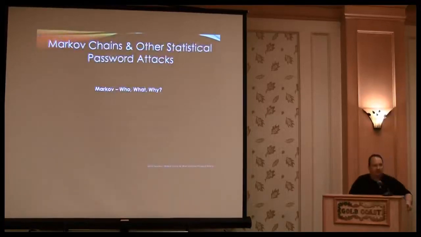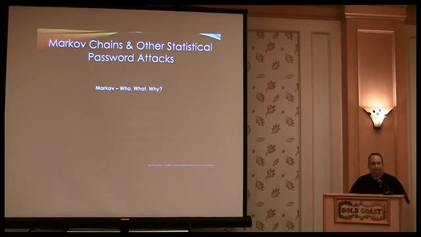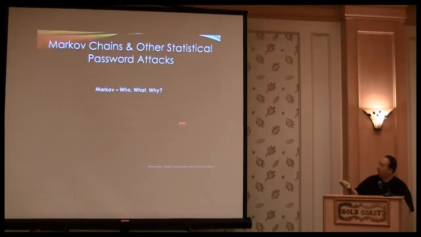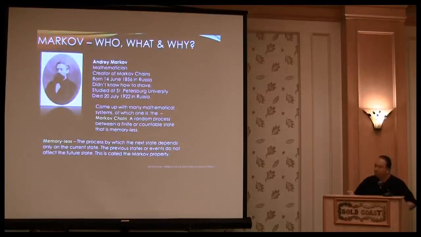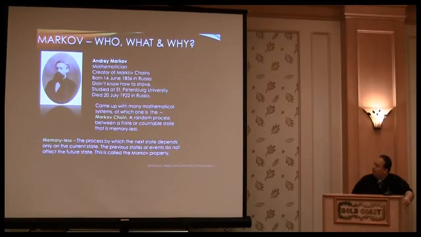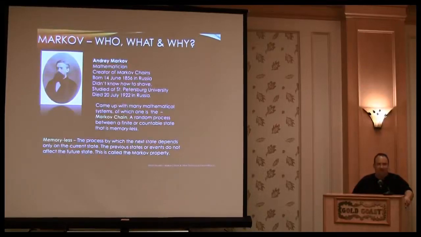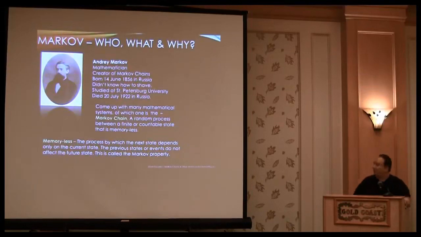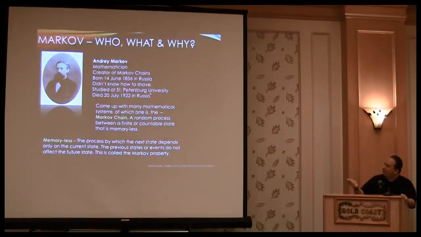So now we're going to look at the first way we do that, with Markov chains. We're going to answer the question: Markov, who, what, and why. Firstly, his full name was Andrei Markov, for those of you that haven't been introduced to him before. He was a mathematician, the creator of Markov chains. He was born 14th of June 1856 in Russia. Not too keen on shaving, as you can see. Definitely had no impact on his ability to do maths, though, because he's known as one of the foremost mathematicians. He studied at St. Petersburg University and died 20th of July 1922 in Russia.